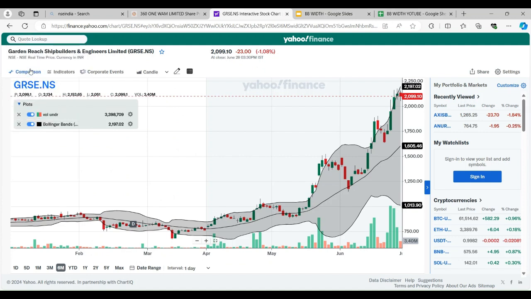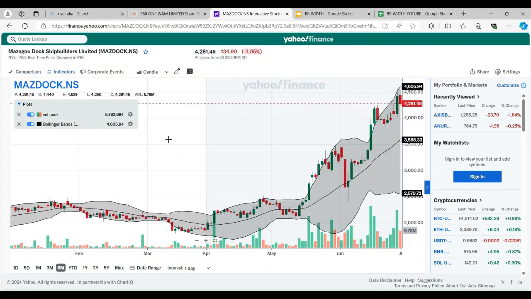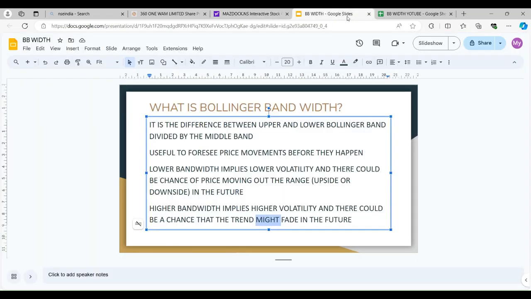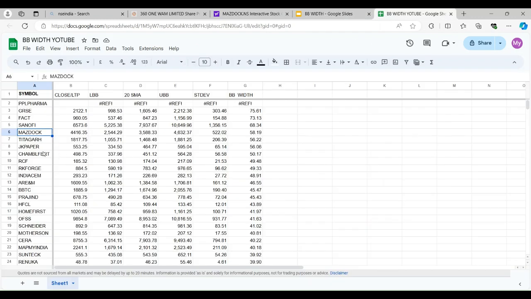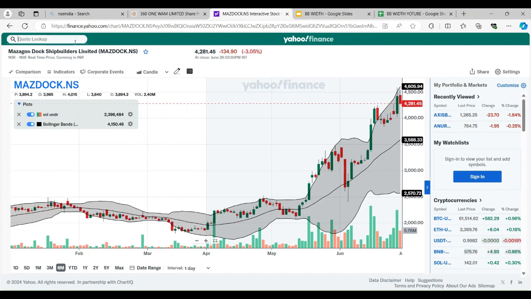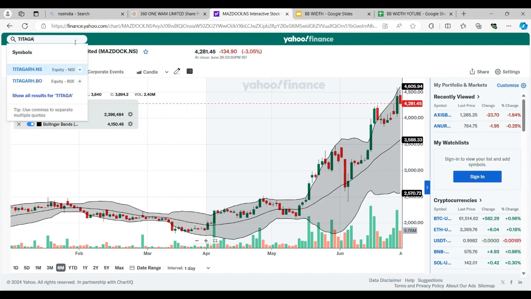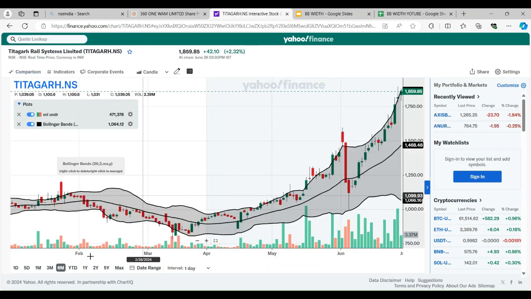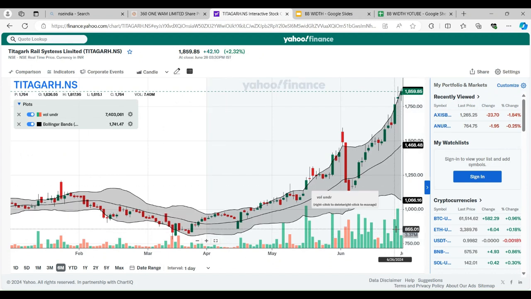Mazagon Dock. Again, here lower bandwidth, bandwidth increased. Okay, higher volatility means trend might fade. I'm not saying it will fade. And Titagarh Wagons, trend. Lower bandwidth, higher bandwidth.